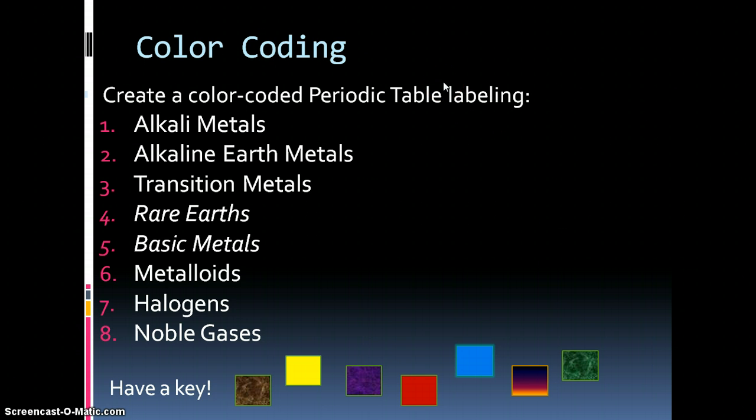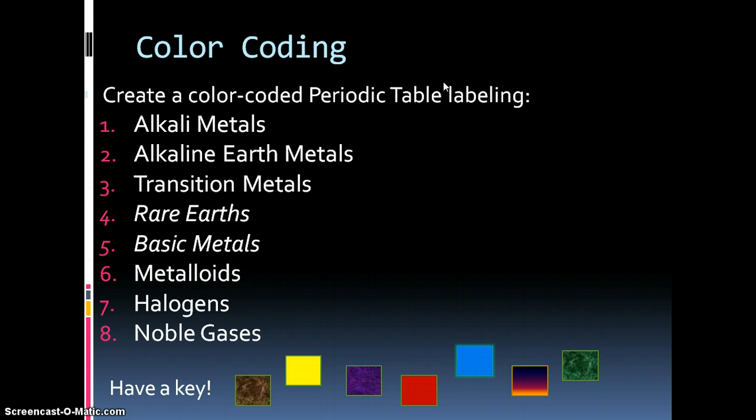Color coding. Now, on your periodic table, you're going to take some colored pencils and you're going to color in your periodic table based on what kind of element it is. So you have your alkali metals, alkaline earth metals, transition metals, rare earths and basic metals. They don't have a box for them on your periodic tables, but I still want you to color those in special colors, and you're going to set those colors. Metalloids, halogens, and noble gases. So make sure you follow the key that you set.